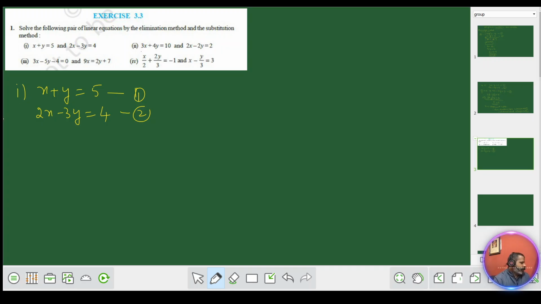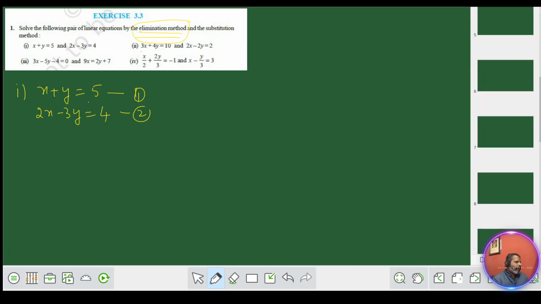So let us see. Here they have asked, solve by elimination method and substitution method. But I'm only solving by the elimination method because you can solve by substitution method. We have learned this in the previous class. I'm solving by only elimination method. Please make a note of it.